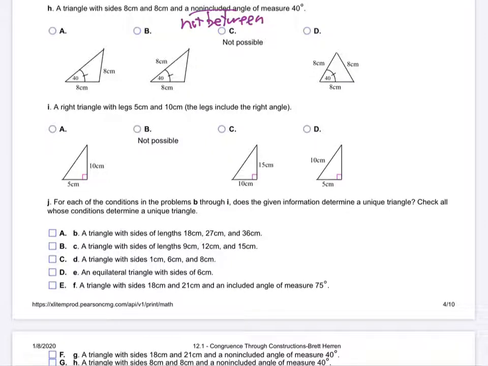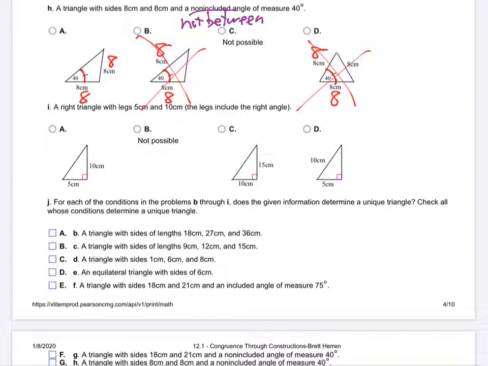So which of these triangles has an 8, 8, and not between? So here's 8, 8, and there's the 40. That looks good. It's not between them. This is 8, 8. Okay, now that 40 is between them, so no way. And here's 8, 8, and that 40 is between them, so no, that's not good.